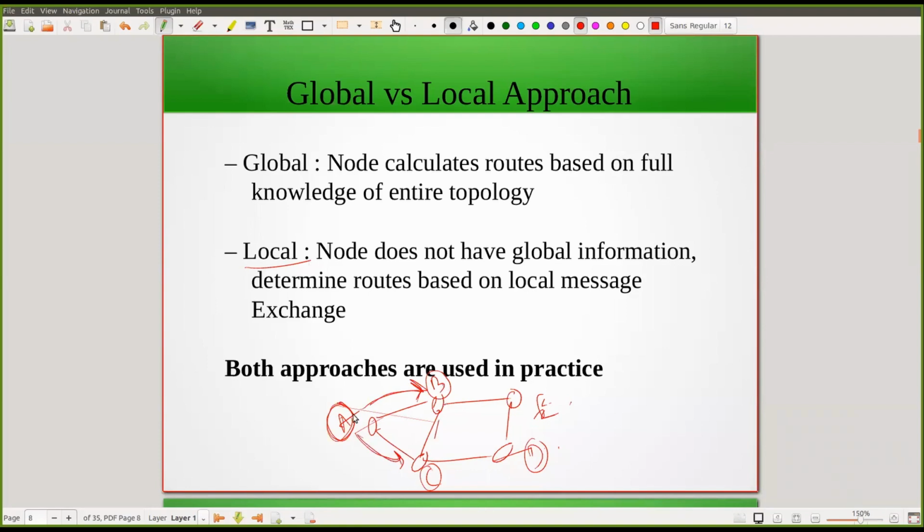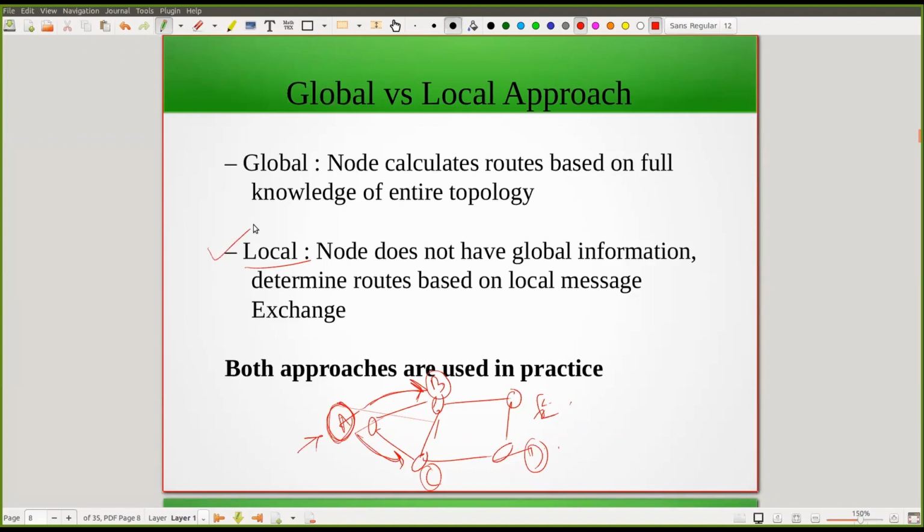These B and C are the neighbors of A. E and D are not the neighbors of A. So that's why A does not know initially what is the cost of going to E and D, but as B and C are his neighbors, he knows what is the cost of going to B and C. So with this local information, with this local knowledge, if we start building the routing table at the node A, that kind of approach is called building the routing table with the help of local knowledge.